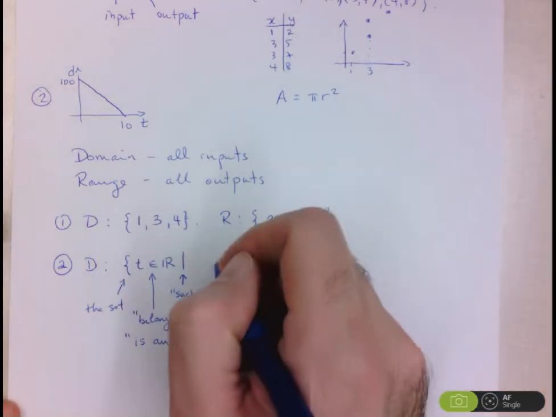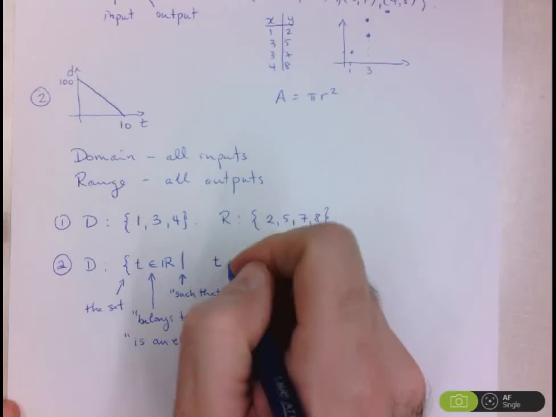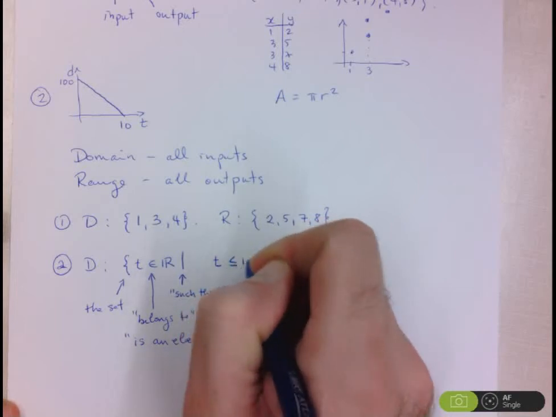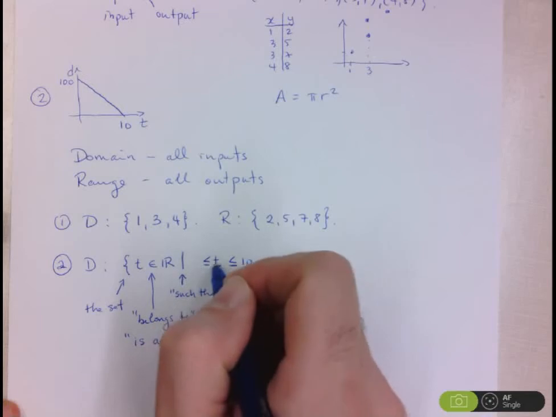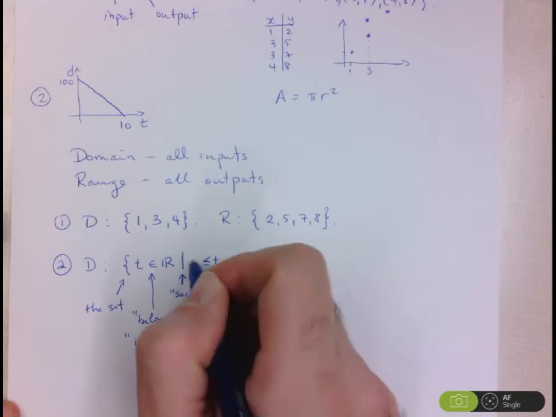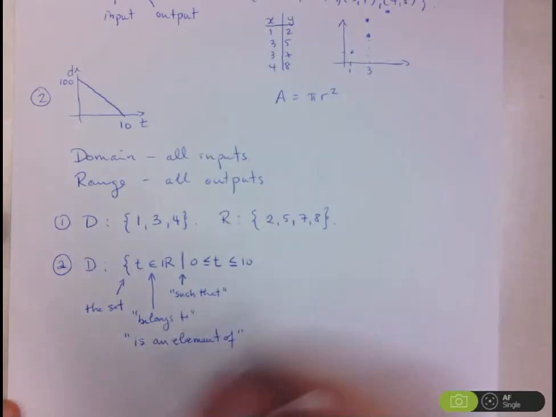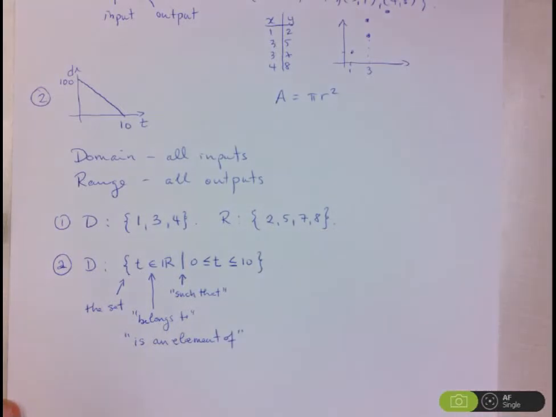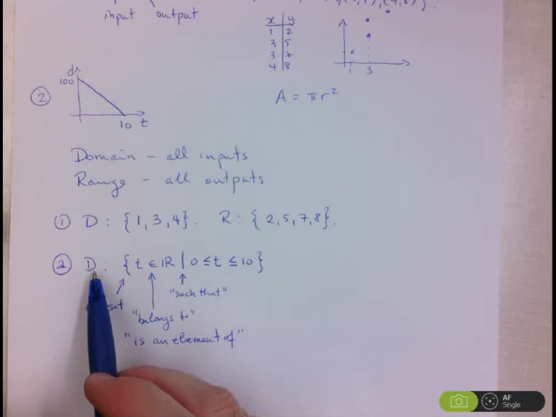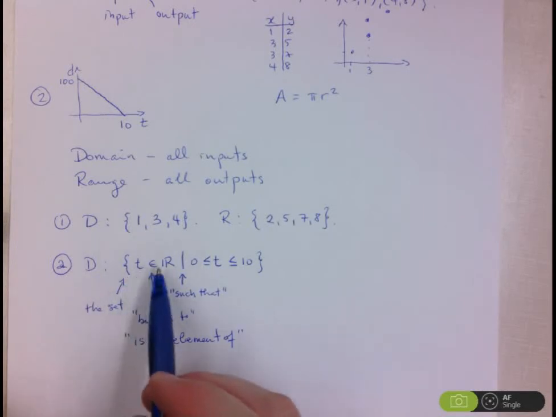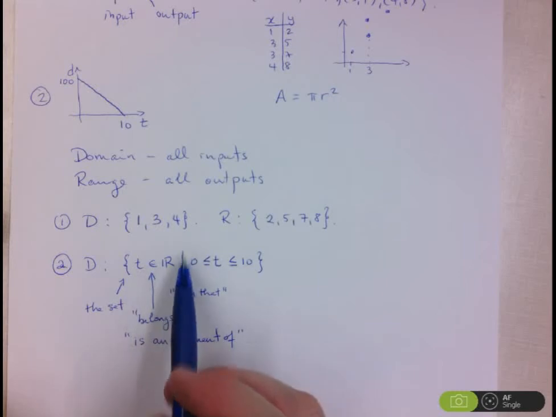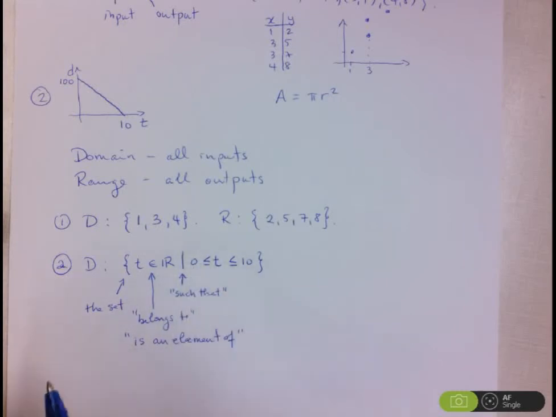So the way we can write that here is we say that t has to be less than or equal to 10. Okay, but it also needs to be, and now I'm going to read it from right to left, t needs to be greater than or equal to 0. Okay, and this now concludes my set. So again, let's read what this says. It says the domain of this relation is the set of all t values that are elements of the real number system such that t is greater than or equal to 0 and less than or equal to 10.